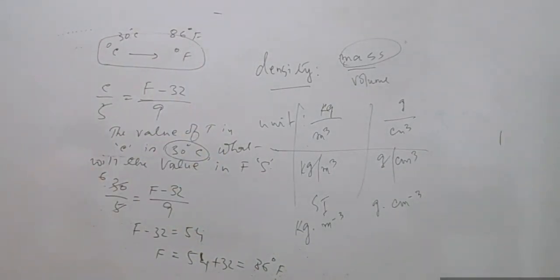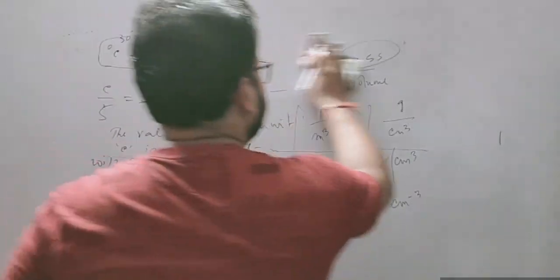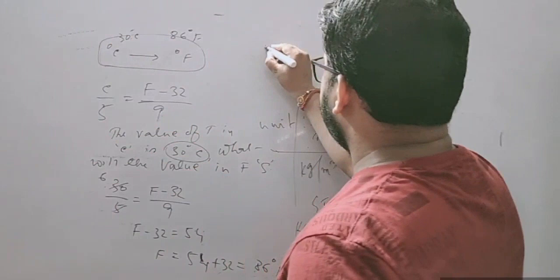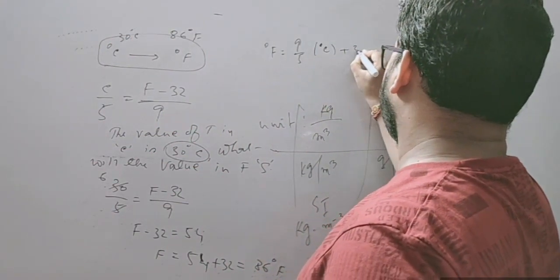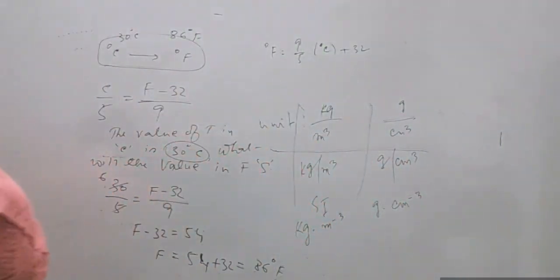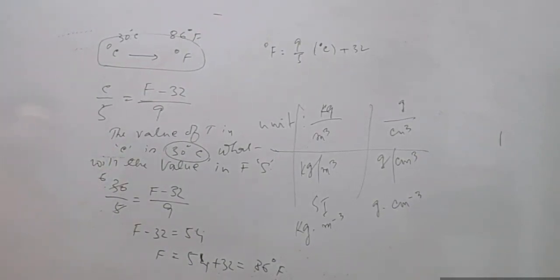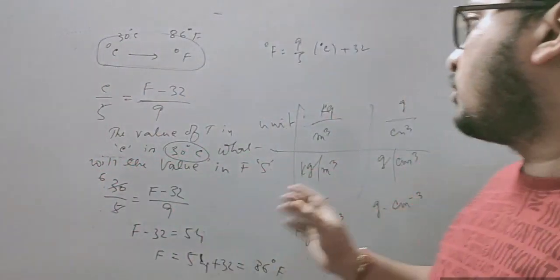Okay, or we can easily say degree Fahrenheit is equal to 9 by 5 degree centigrade plus 32. Okay. So those are the normal concepts.